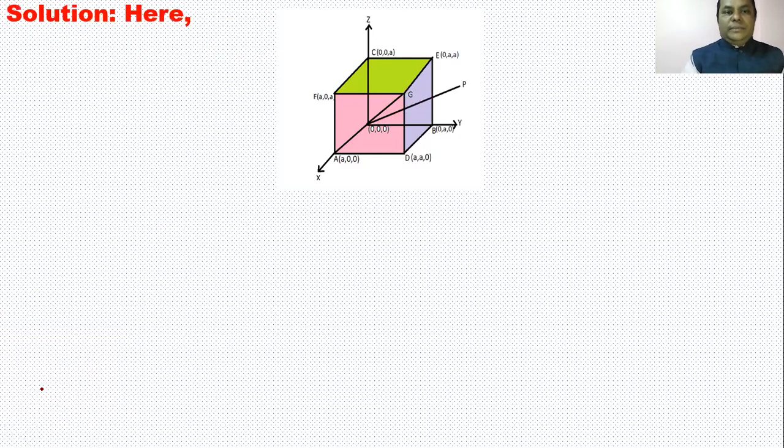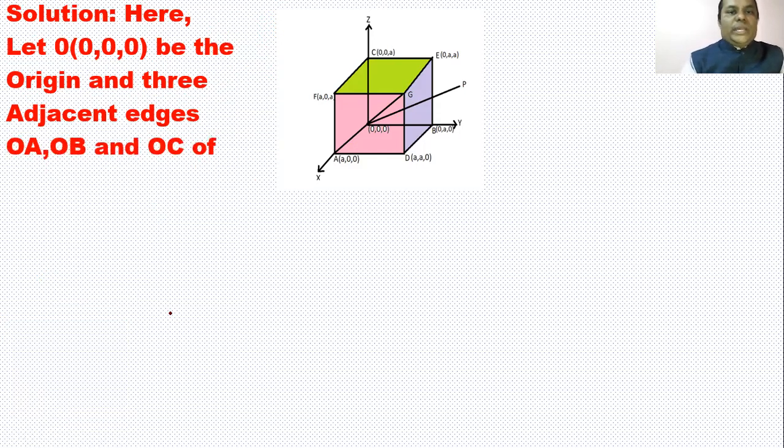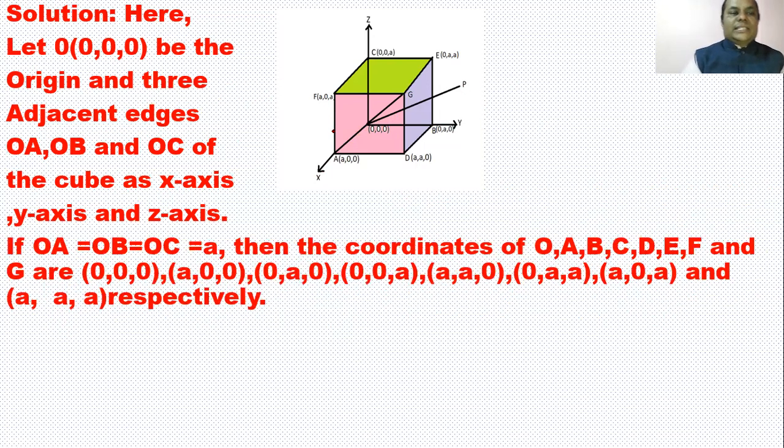So the solution here, please write down. Let O (0, 0, 0) be the origin, and three adjacent edges OA, OB, and OC. These adjacent edges are taken along the x-axis, y-axis, and z-axis: OA is taken along the x-axis, OB along the y-axis, and OC along the z-axis.